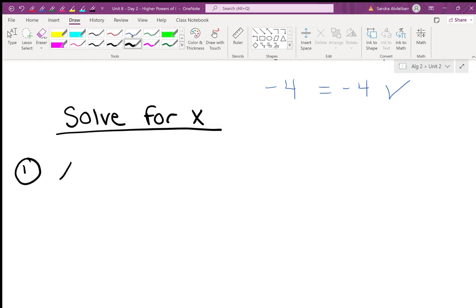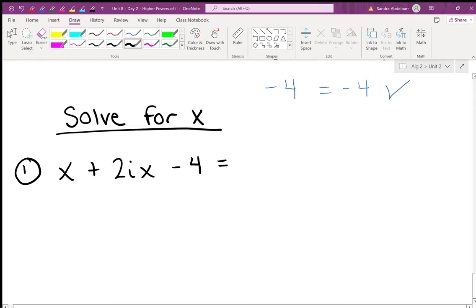So if I have x plus 2ix minus 4 equals 0. Can we factor this? I'm going to say no. Even though I want to say yes, I'm going to say no. Why are we not able to factor this?